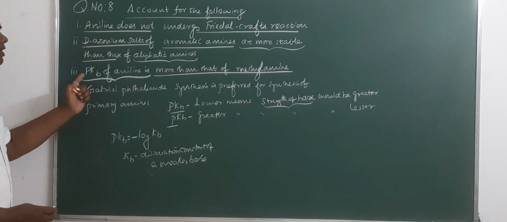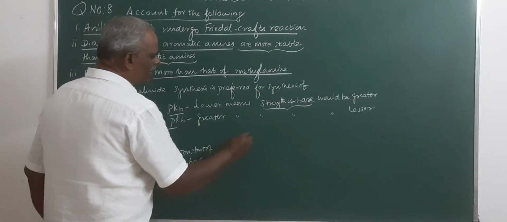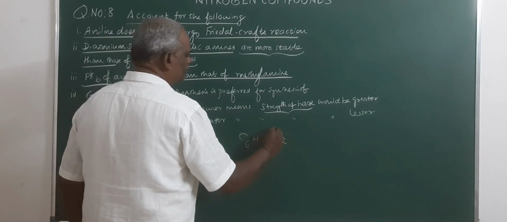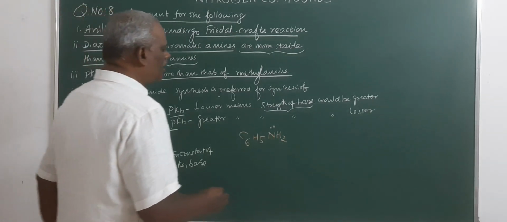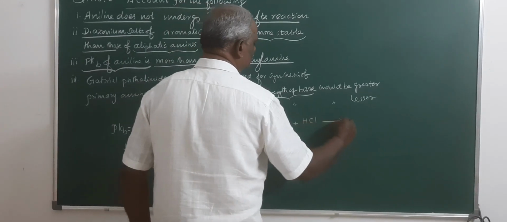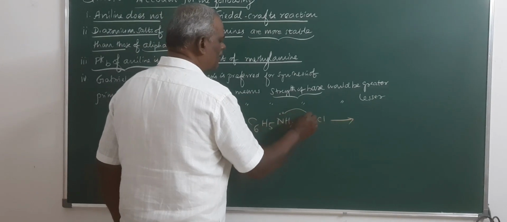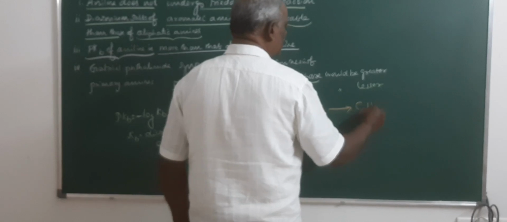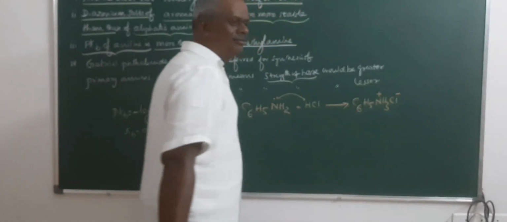Here in the question you are given the aniline. What's the formula for aniline? This is the formula for aniline, C6H5NH2. Okay, aniline. Suppose if it is in contact with the acid like HCl, then what happens? It can donate the pair of electron to this hydrogen. And we are getting this ion C6H5NH3 plus and Cl minus.